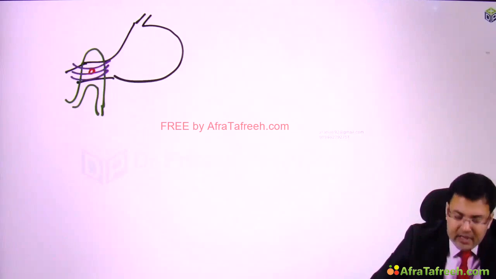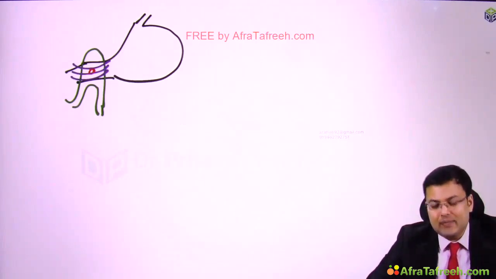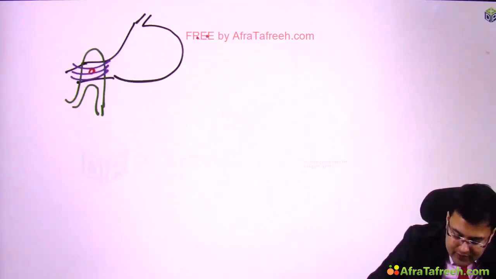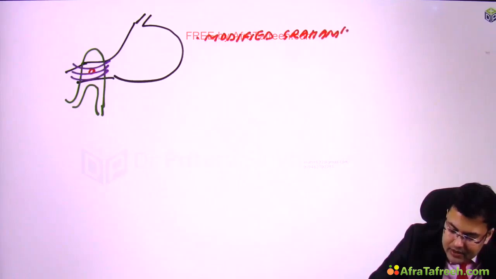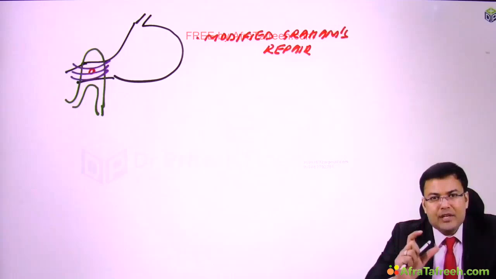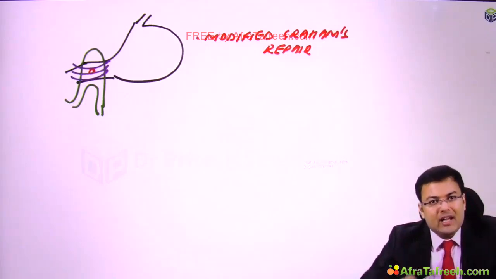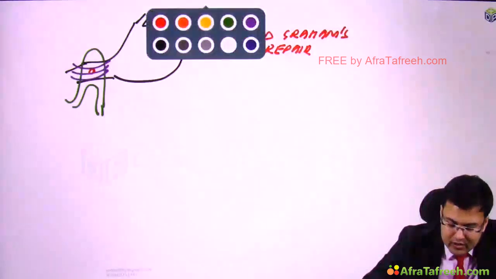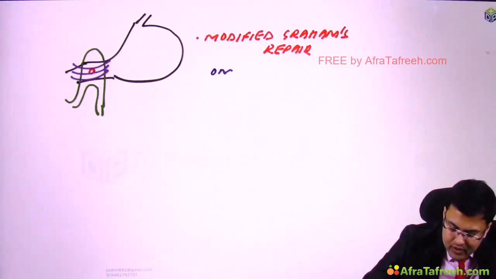So we are going to suture it, and this is known as omental patch repair, also known as modified Graham's repair. Be careful, when Graham performed this repair, he just put a piece of omentum over the perforation and sutured it. But in modified Graham's repair, we are using a vascularized pedicle of omentum. So this is also known as omental patch repair.